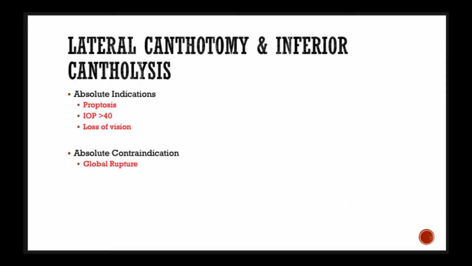What we need to be aware of is that when we're concerned for these emergent ocular injuries, you have 90 to 120 minutes to react, whether it's a procedure or you need to call an ophthalmologist, whatever it may be. The procedure that should be done is a lateral canthotomy and an inferior cantholysis. Absolute indications are usually proptosis, intraocular pressure greater than 40, and if the individual has loss of vision. For the contraindications, it's going to be a globe rupture.